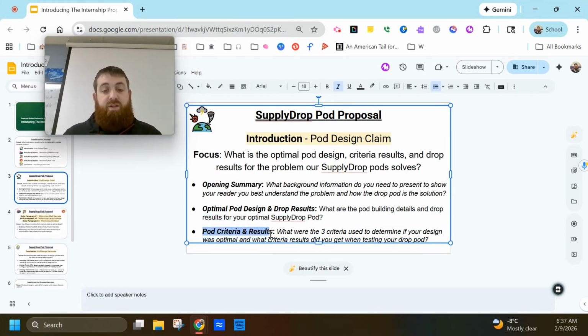Finally, the pod criteria and results. What are the 3 criteria used to determine if your pod was optimal? And what criteria results did you get when testing your pod? So this is where you introduce, here's how you know that my pod's successful. Here are my 3 criteria. And here are the results of those 3 criteria. So this is where you'll talk about, here's the cost, here's the pod damage, and here is the cargo damage.